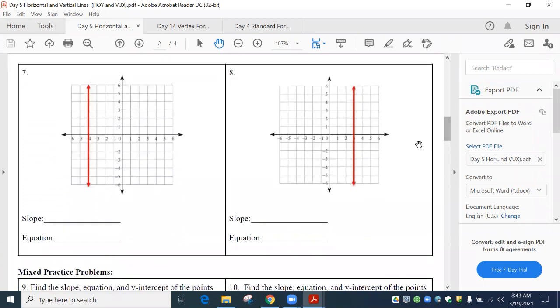All right, number 7. This time they're giving us vertical lines. Whether you say it's a vertical line, so it's VUX, or you say it's only crossing the X-axis, it'll never cross the Y. Once we know it's VUX, the U means undefined, and the X at the end means the equation contains only X's. It crosses at -4, so the equation is X equals -4.